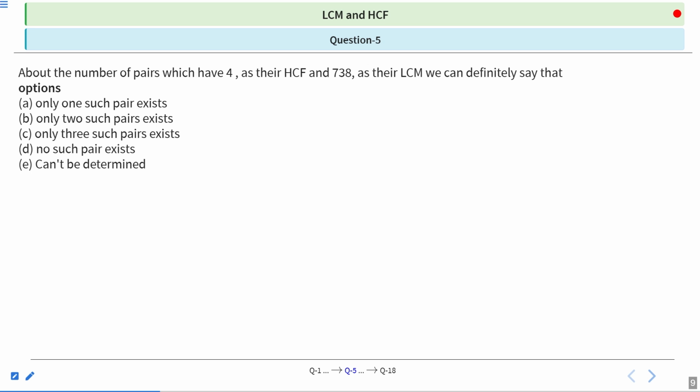Next is about the number of pairs which have 4 as their HCF and 738 as their LCM. The options are: option A, only one such pair exists. Option B, only two such pairs exist. Option C, only three such pairs exist. Option D, no such pair exists. And option E, cannot be determined. I'm giving you 10 seconds to find out the correct answer, and after that I will do the solution.